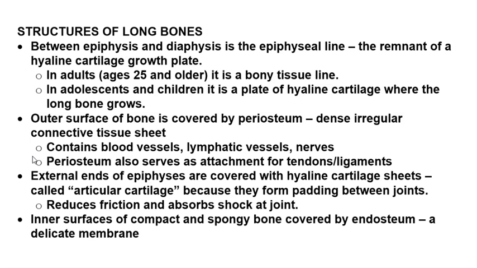Likewise, the inner surfaces of both compact and spongy bone are also covered by a thin connective tissue sheet, or a thin membrane, as it were, that's referred to as the endosteum. And we'll see later on that this endosteum is primarily composed of cells that help to grow and repair the bone tissue.